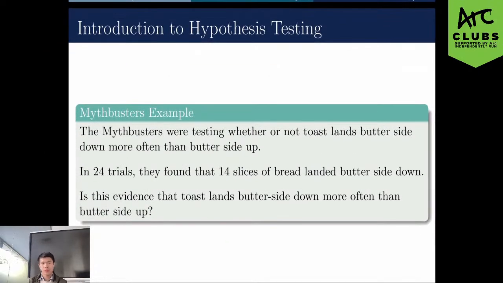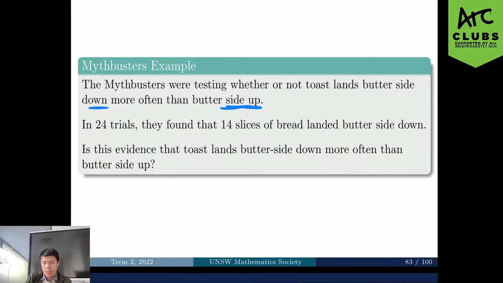So we'll do a nice example with the Mythbusters, right? They're testing if toast lands butter side down more often than butter side up, okay? And they did a trial and they found out that 14 slices of bread landed butter side down, okay? So we might say from this, it does seem to be the case that toast lies butter side down more often, because in this trial we got 14 down, we got 10 up, right?